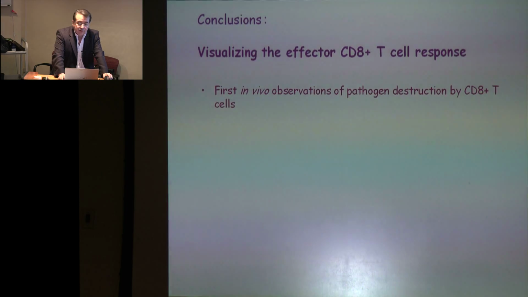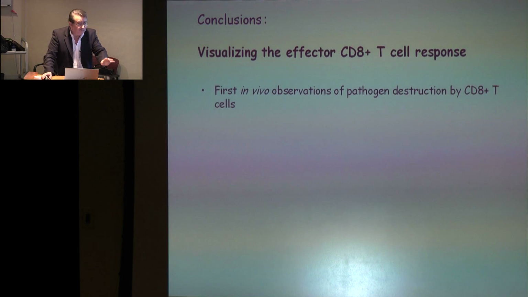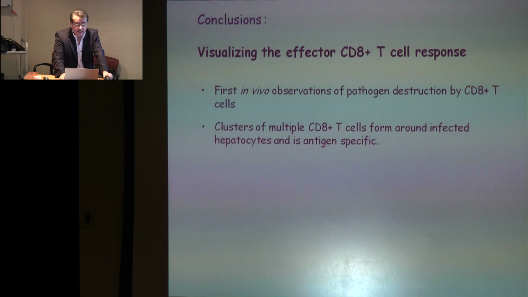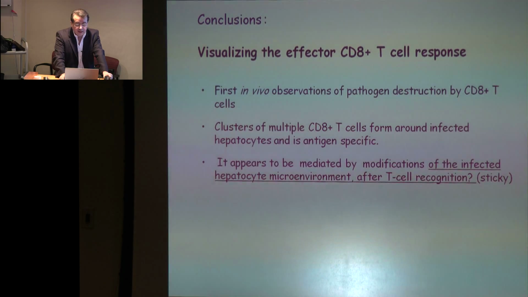So what we see with regard to visualizing the effect of the CD8 response, in fact, we believe that this is the first observation of a pathogen destruction by CD8 cells. There are studies in tumor, but in vivo there are no studies which show destruction of pathogens. What we find is that there are clusters of multiple CD8 cells around the infected hepatocyte, and this appears to be mediated by hepatocyte changes.